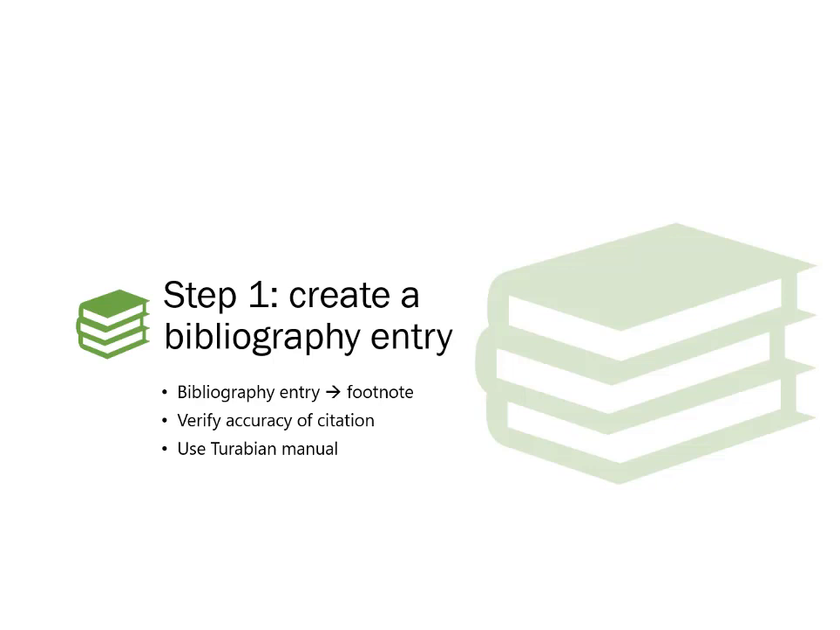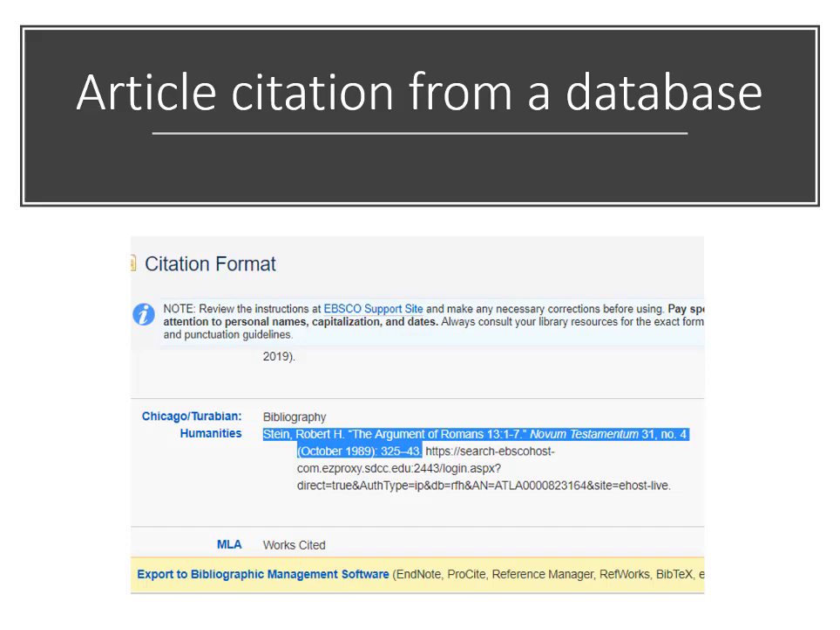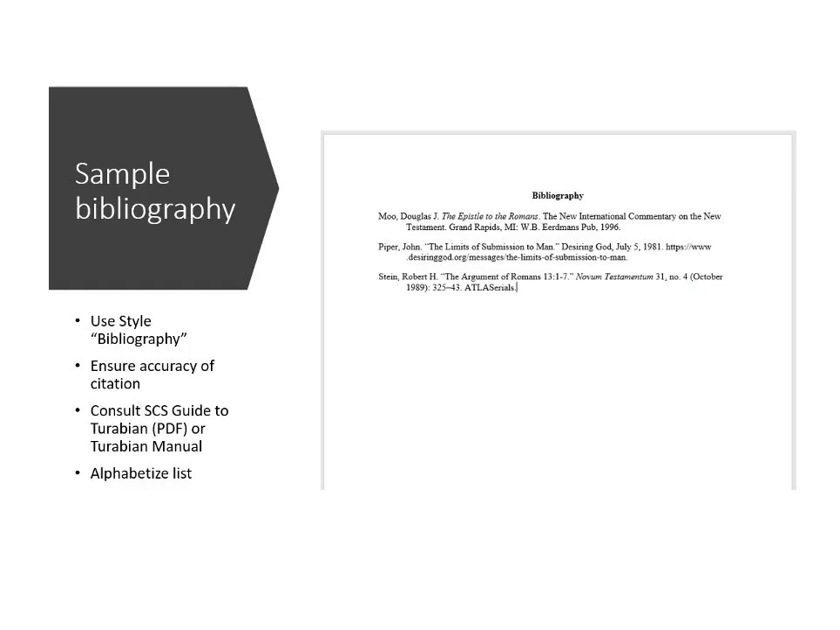Step 1. Create a bibliography entry. It is easier to create a footnote from a bibliography than the reverse. Whether you are using a citation generator from the library catalog or a research database, or a web-based tool like Zotero Bib, you need to ensure that the citation is accurate.